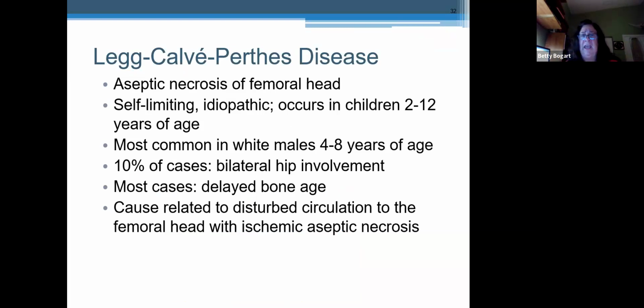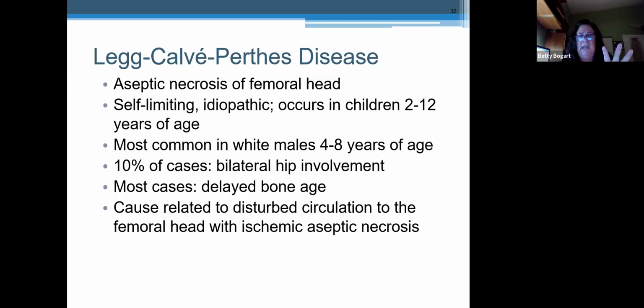Another condition, Legg-Calvé-Perthes. This is another bone thing. It's what we call aseptic necrosis of the femoral head. Well, what is that? Aseptic means no infection. Necrosis means something's dying in the femoral head. So apparently there's some sort of blood flow, ischemic aseptic necrosis. It's not going to the femoral head. The femoral head is dying, and it could take the whole femoral head needing a replacement at some point.